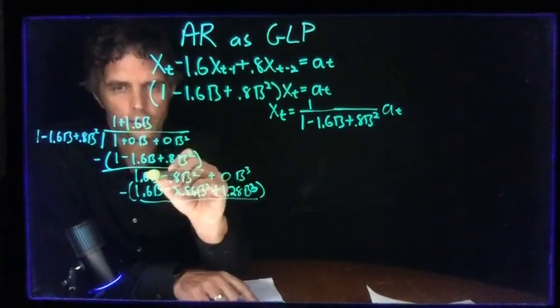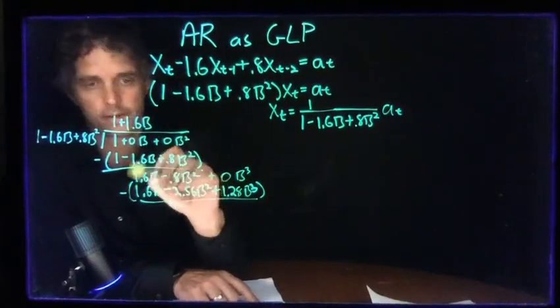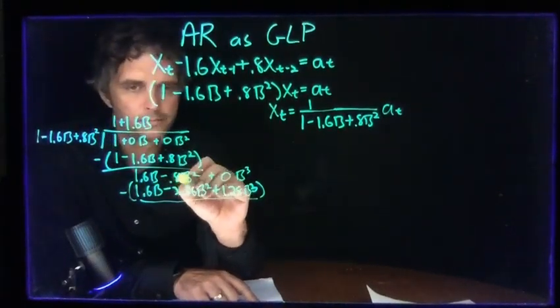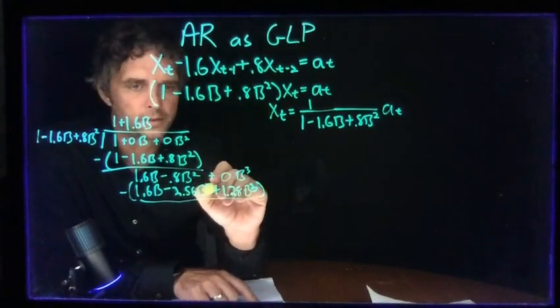Okay, so now 1.6B minus 1.6B, great, that's why we chose it, it cancels out. Negative 0.8B squared minus negative 2.56B squared.